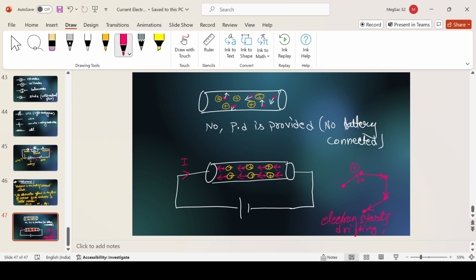See, what is happening every time: when you connect with the battery, the electron will move in a particular direction. Before that, electrons do not have any direction to move, they are moving randomly.